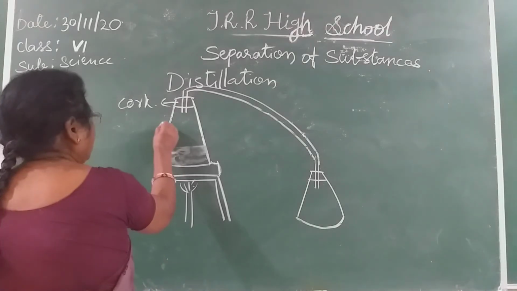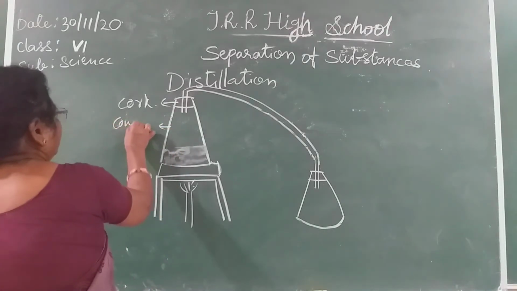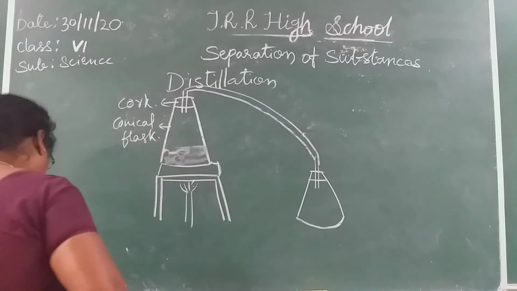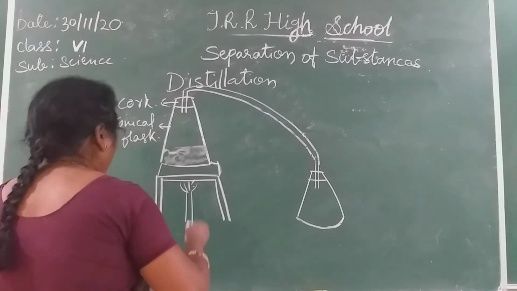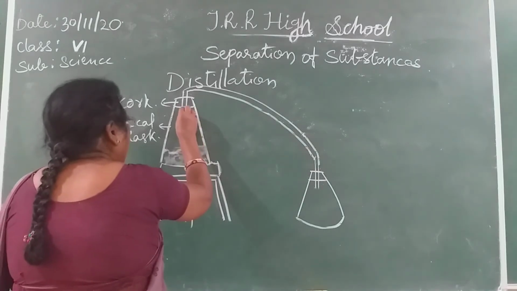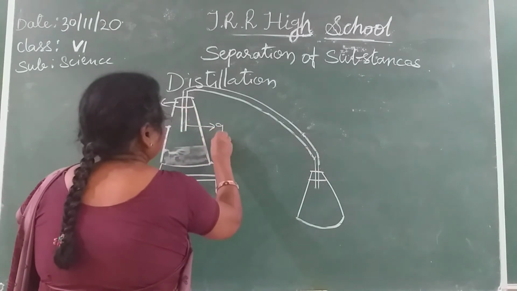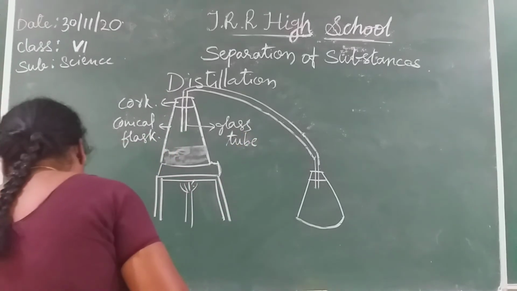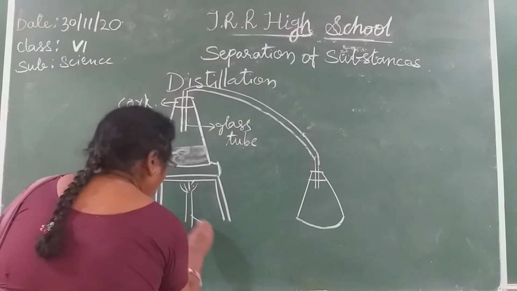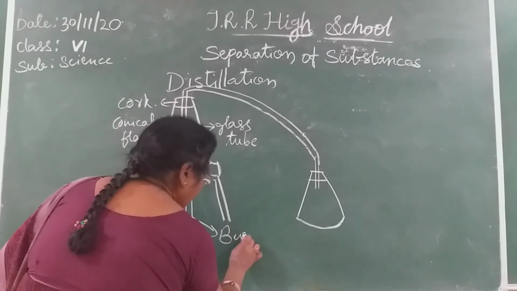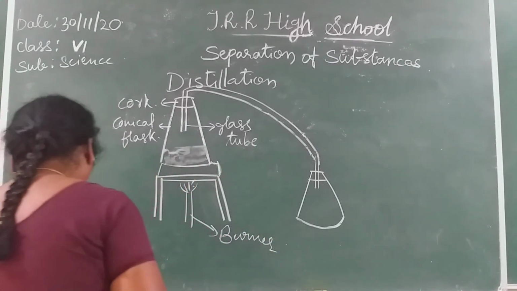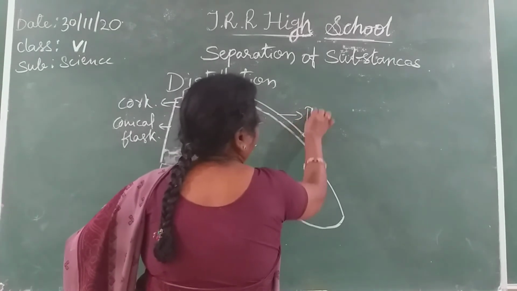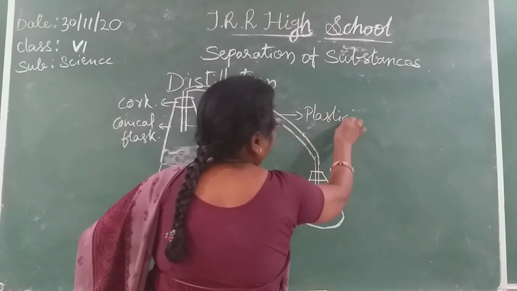This is called a conical flask, isn't it? This is called a glass tube. This is called a burner, isn't it? Now, this is a plastic tube or rubber tube.